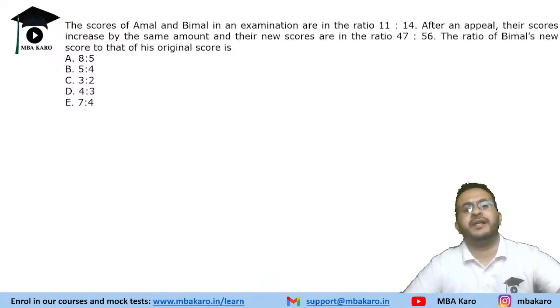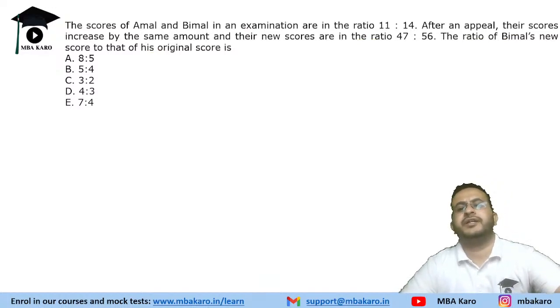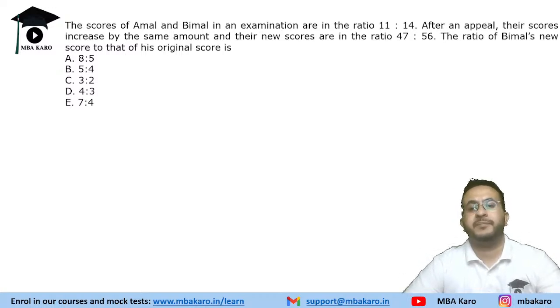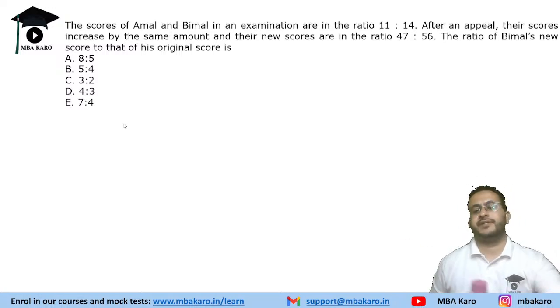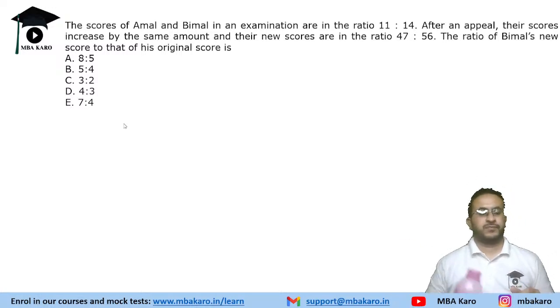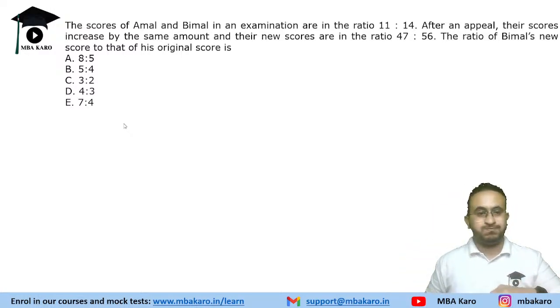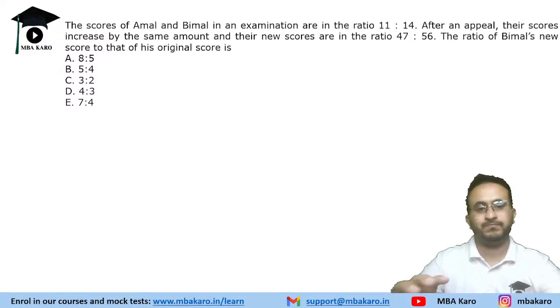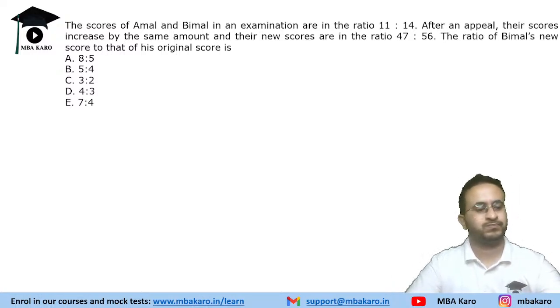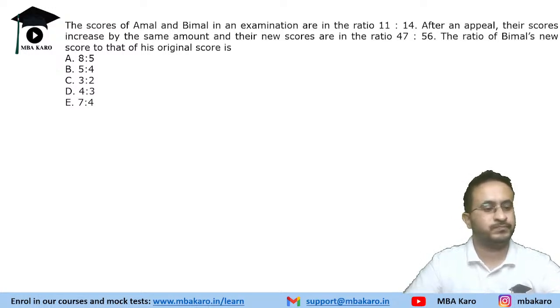The scores of Amal and Vimal in an examination are in the ratio 11 to 14. After an appeal, their scores increased by the same amount and their new scores are in the ratio 47 to 56. What is the ratio of Vimal's new score to his original score? New score to original score. We need to tell the ratio of his scores.